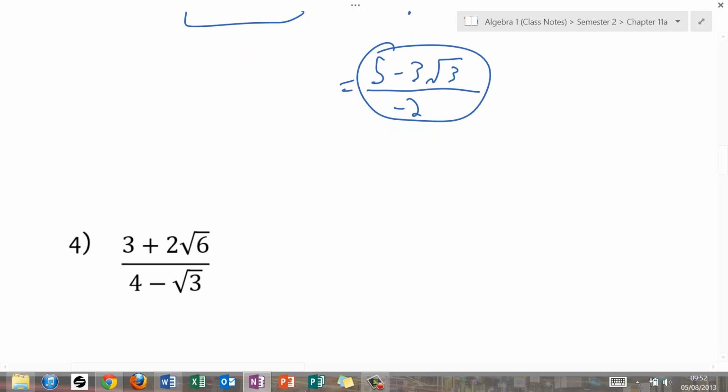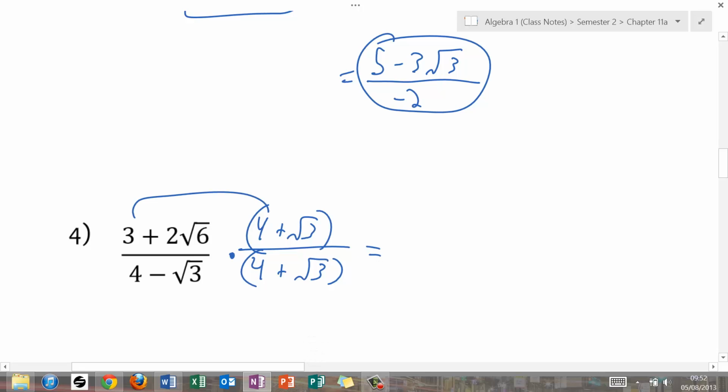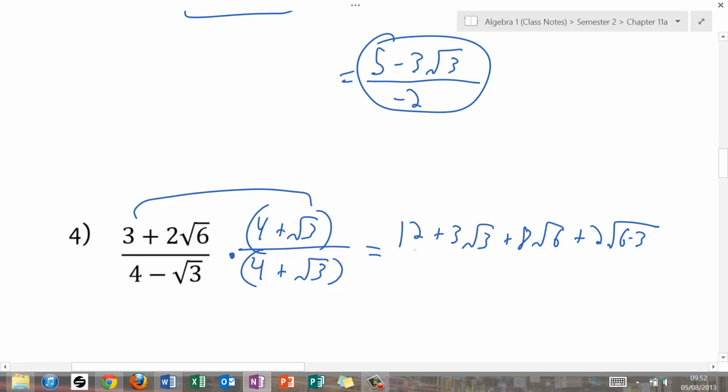Number 4, if I have 4 plus root 3, I can rationalize with 4 plus root 3. First, 4 times 3 is 12. Outer, 3 times root 3. Inner, we have 8 radical 6. And then the last would be plus 2 radical 6 times 3, all over 16 minus 3.